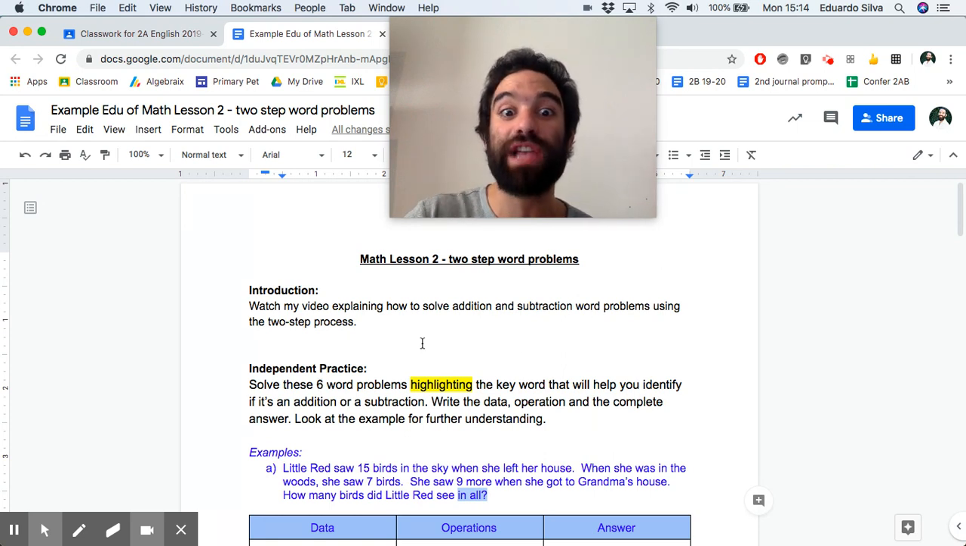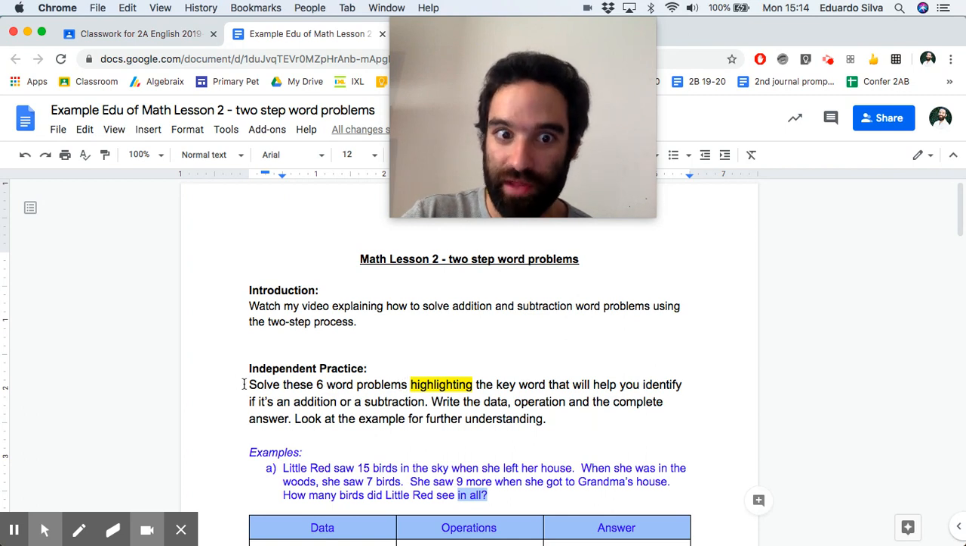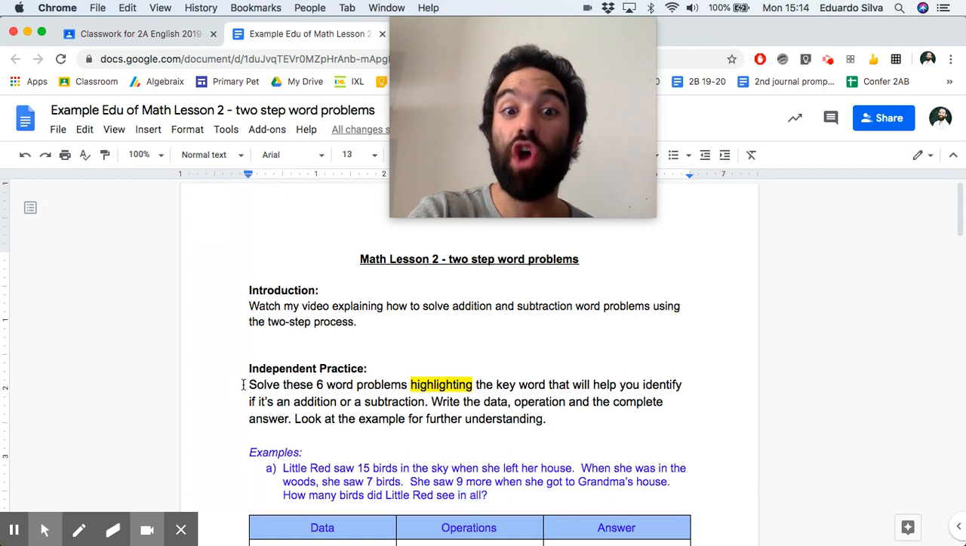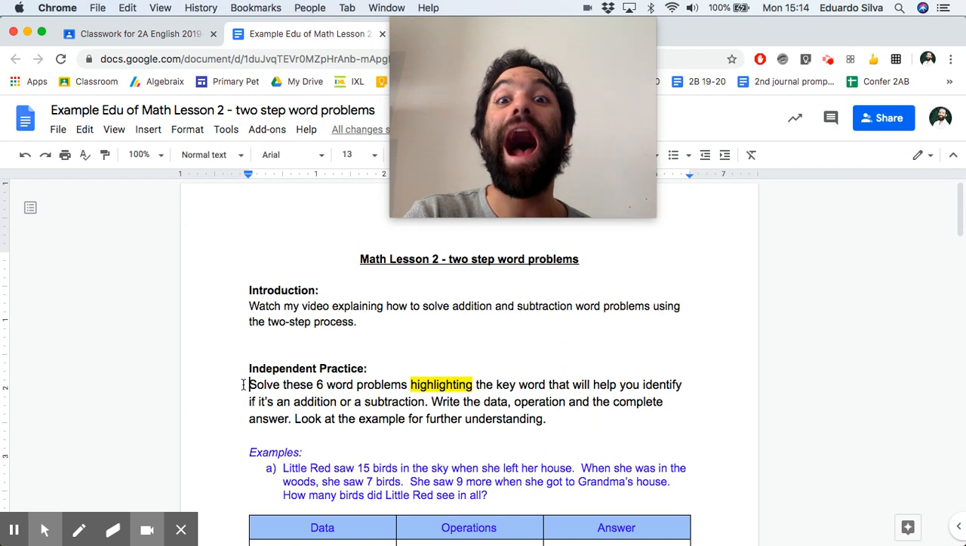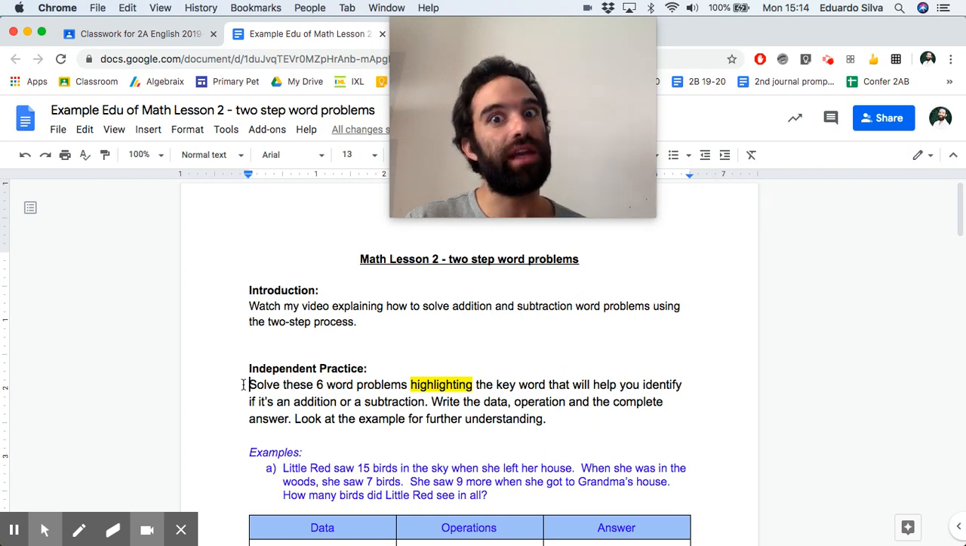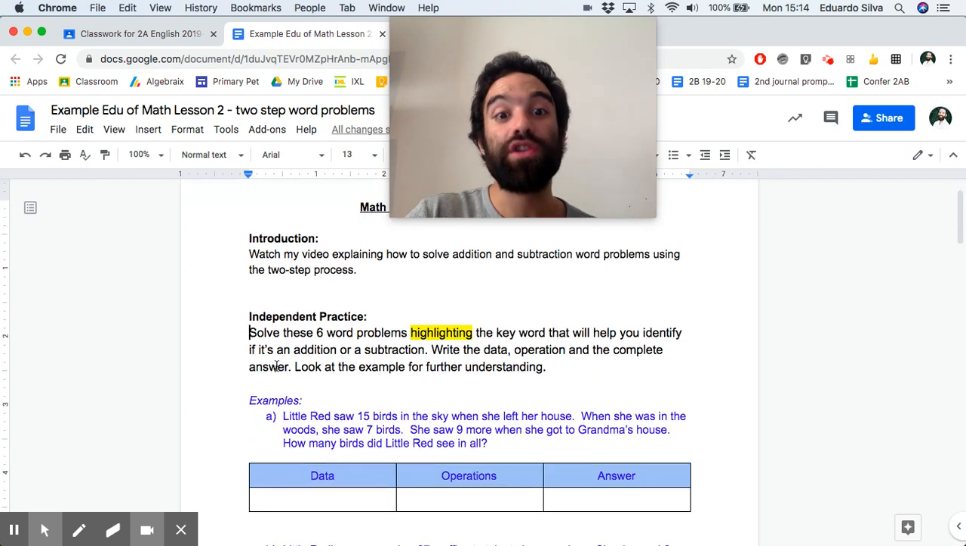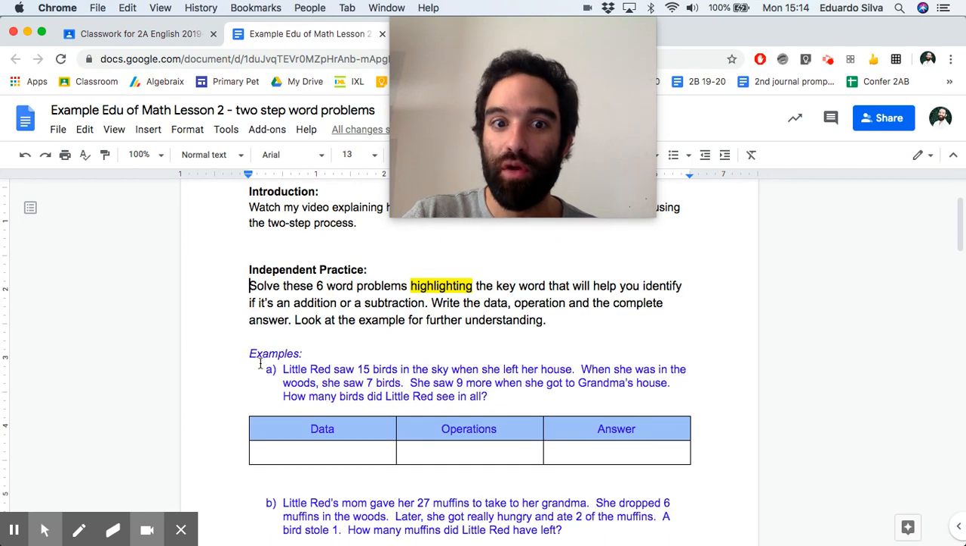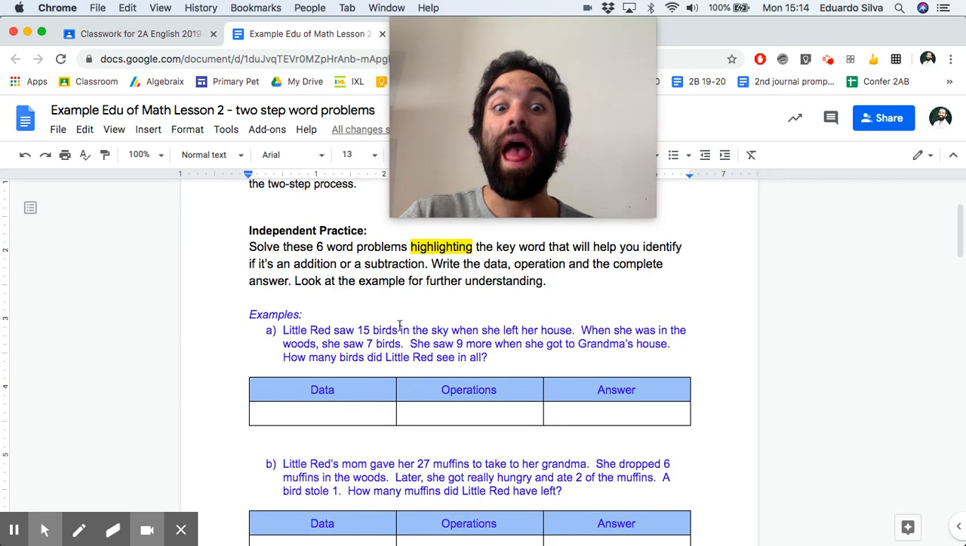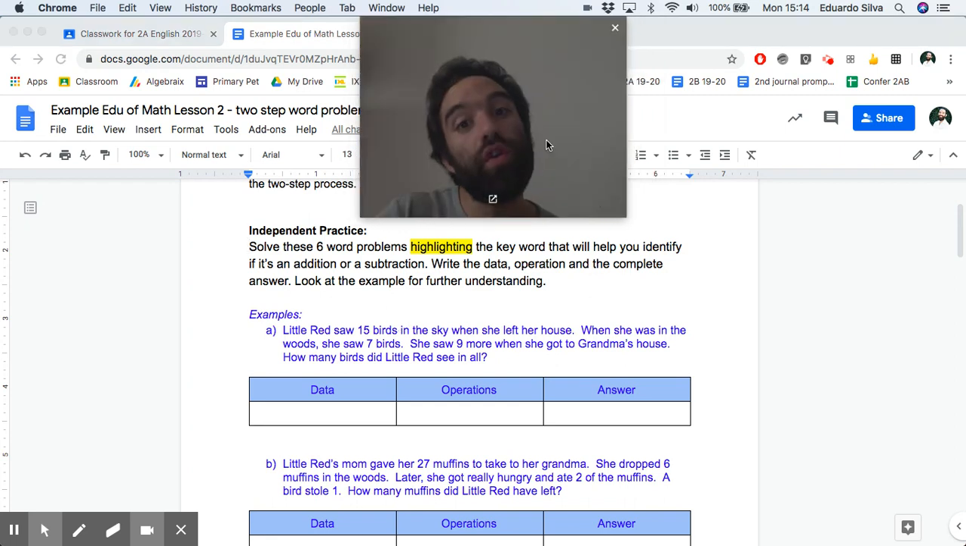Now, the instructions say that the first thing we have to do, and let's read them right here, it says, solve these 6 word problems, highlighting the key word that will help you identify if it's an addition or a subtraction. Then write the data, operation, and the complete answer. Look at the examples to understand. So I'm going to answer the first example, A, and then I'll answer the others, so you guys can see what you have to do when you're working.